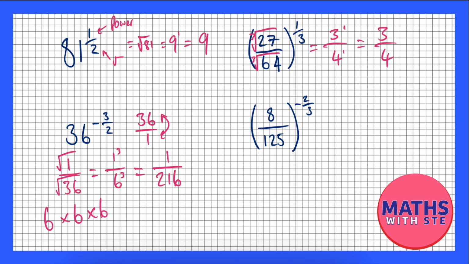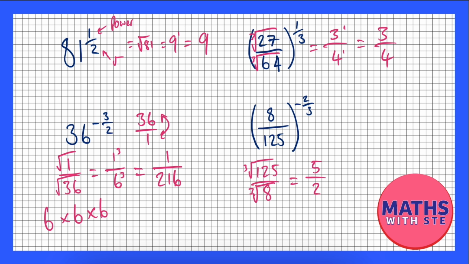Okay, last one. I suppose this one looks even more terrifying than all of them. But let's just follow the same process, okay? So we're going to flip it over first. So that's going to be 125 over 8. Now we're going to cube root them. So cube root there, the cube root there. Right. Cube root of 125 is 5. The cube root of 8 is 2.